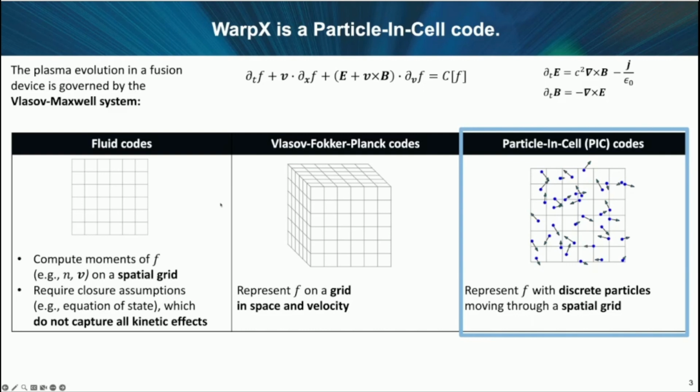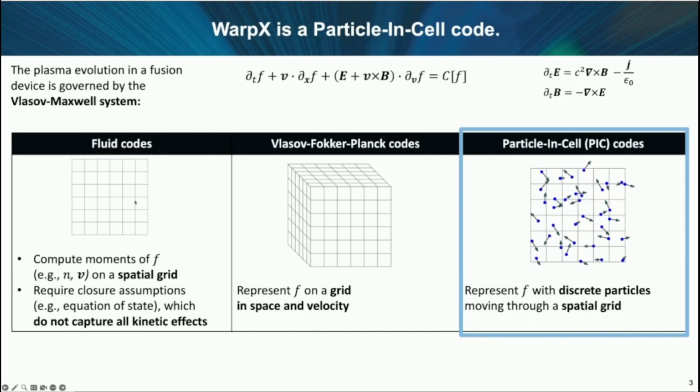As physicists, we know that the evolution in time of the plasma is governed by the Vlasov-Maxwell system. So the Vlasov equation, where there are the E and B fields, and the E and B fields are given by the Maxwell equations or approximations of the Maxwell equations. There are several ways to solve the system to compute the evolution of the plasma.